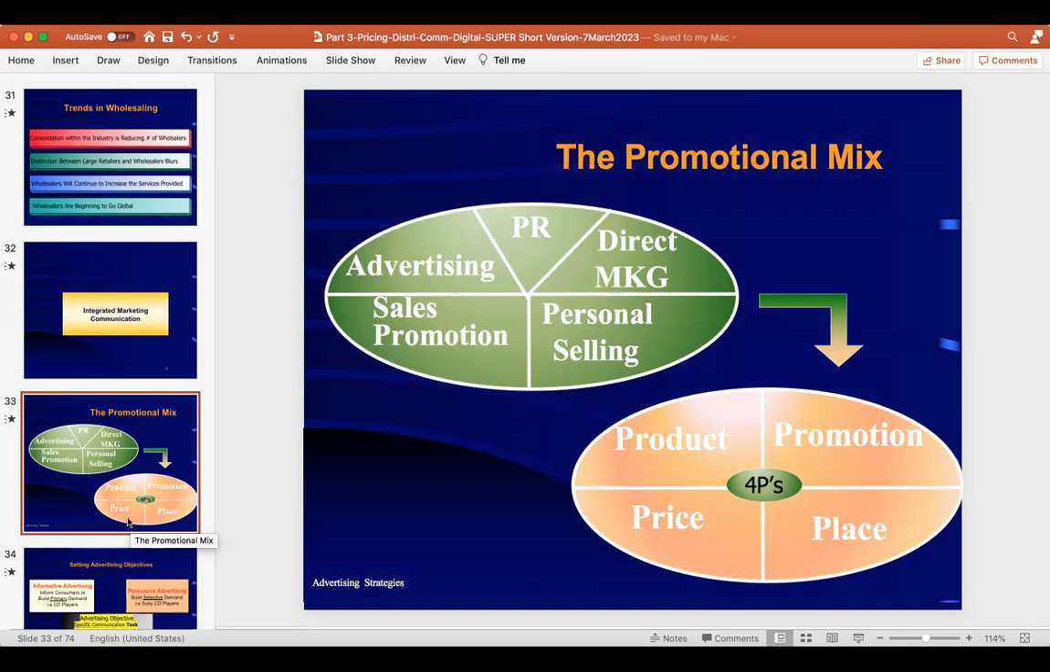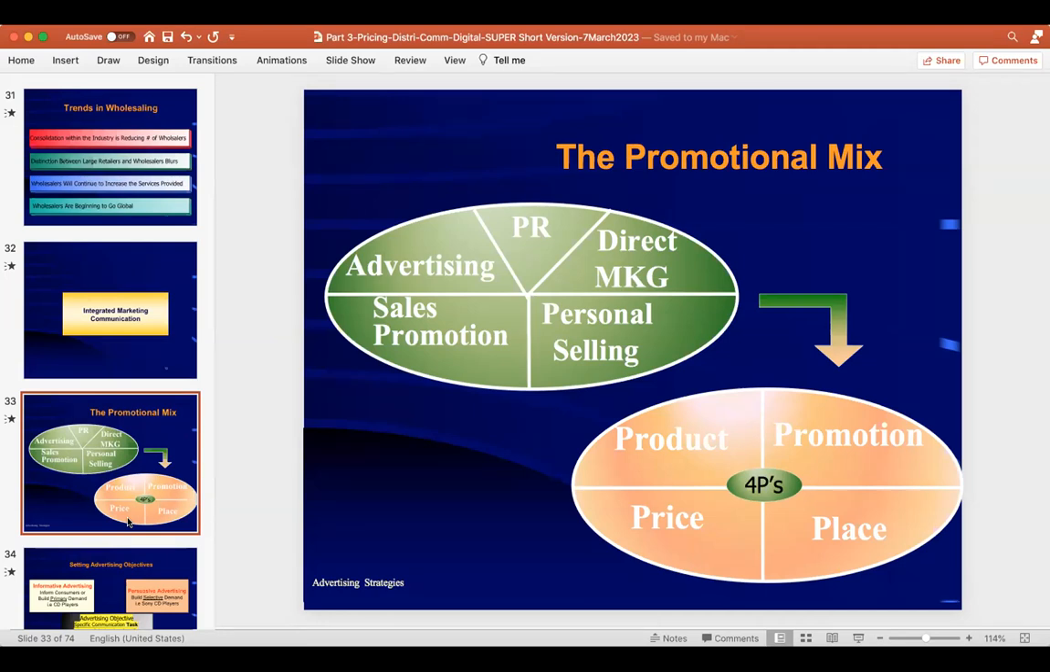You have public relations, direct marketing. So public relations is creating some content to sprinkle the contents in various means of communication. So the main communication used by PR are trade shows, newsletters, websites, social media.